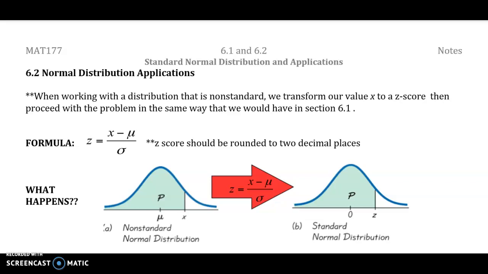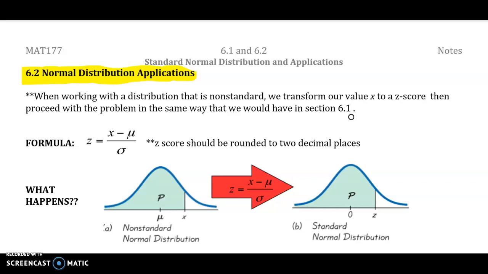In this video, we're going to continue our exploration of the standard normal distribution, specifically focusing on applications. These notes go along with section 6.2, and you can follow along with pages 5 and 6 of your 6.1 and 6.2 standard normal distribution and applications notes. We'll begin with a reminder about z-scores.